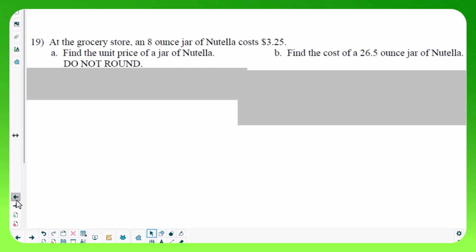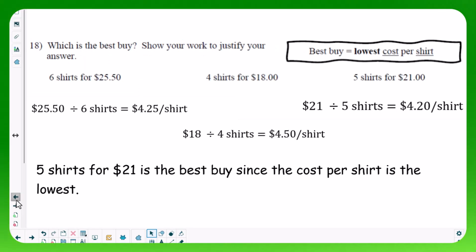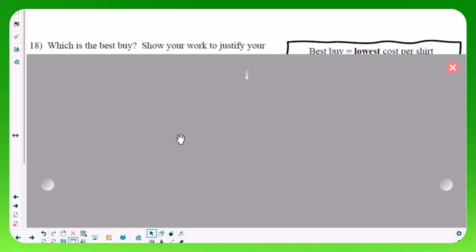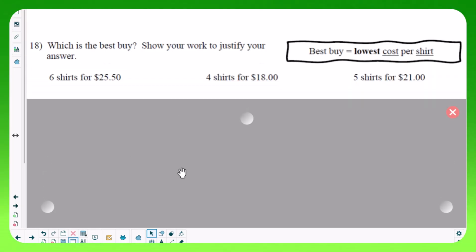Our next question, which apparently I did not cover up my work for this one, but let's take a look at it. In our next question, we're doing a real life kind of question, which is determining which is the best buy. So we have 3 different options. Again, you can see this work that's here. I can add the screen hide there. But we want to find which is the best buy.